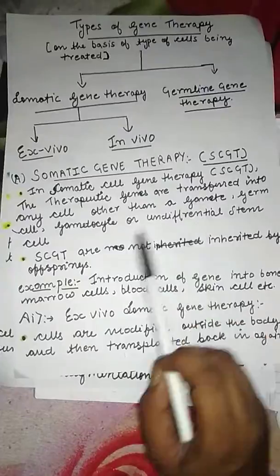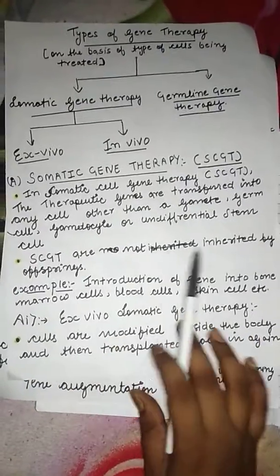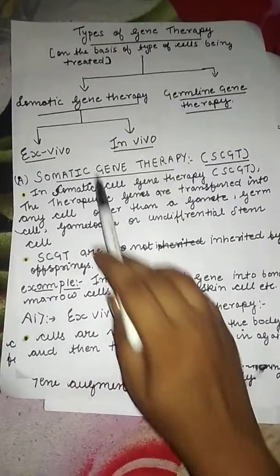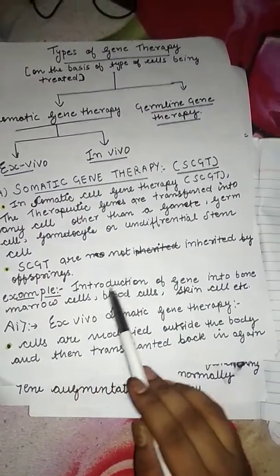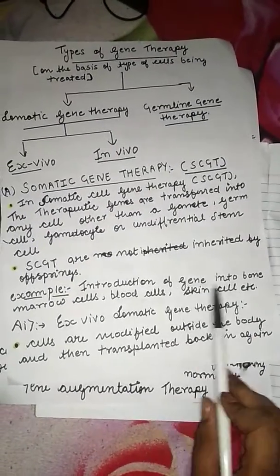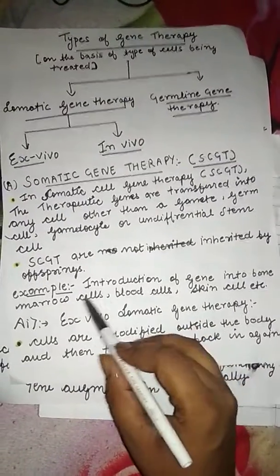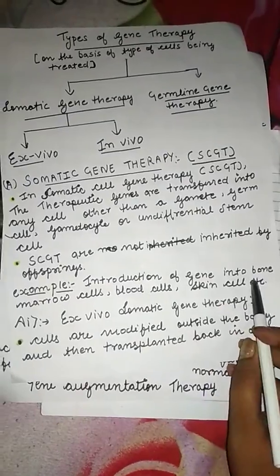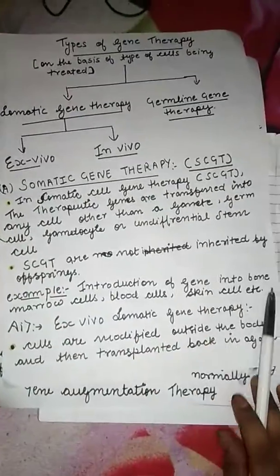Somatic cell gene therapy is clear. That's the basic difference I was talking about earlier. SCGTs are not inheritable by offspring because the gene therapy has been done in the somatic cell. Let us see examples of somatic cell gene therapy: introduction of genes into bone marrow, blood cells, skin cells, etc. All of these are somatic cells, so these are important examples of somatic cell gene therapy.